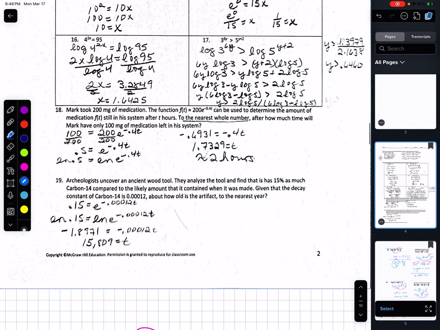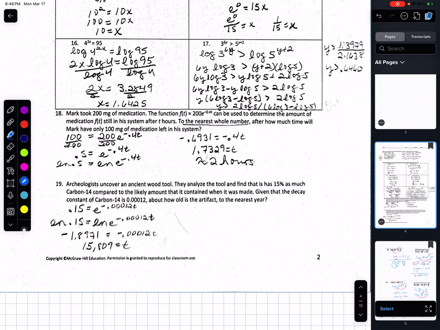So your first step is what? Write it. E to the negative 0.4 t. Then what's your first step? Subtract 200, or divide? What's the operation? Yes, good. So divide by 200 on both sides. You get 0.5 equals e to the negative 0.4 t.